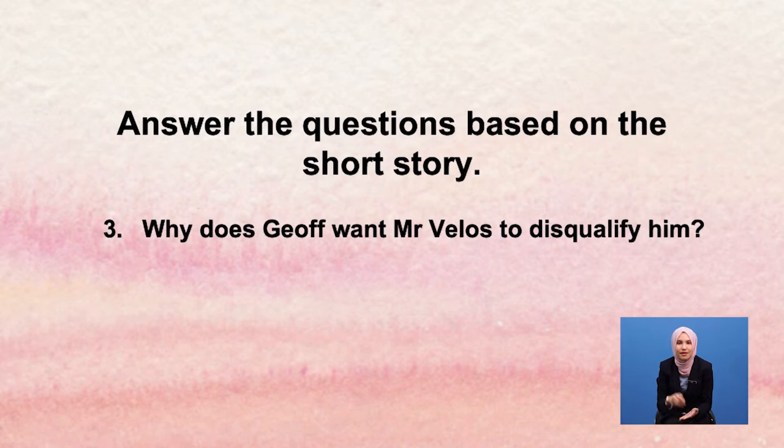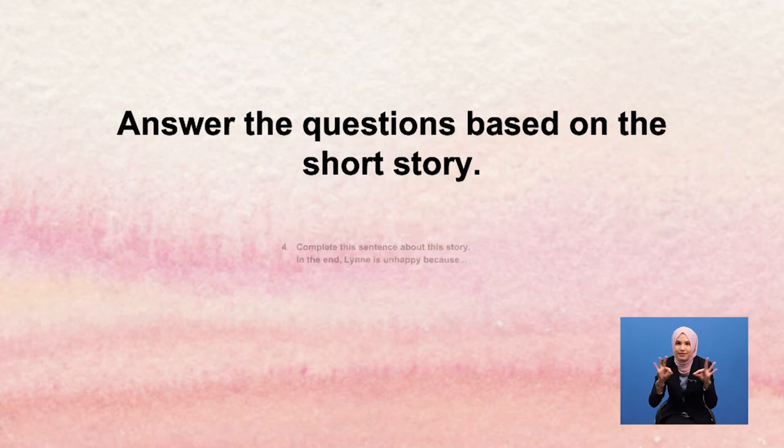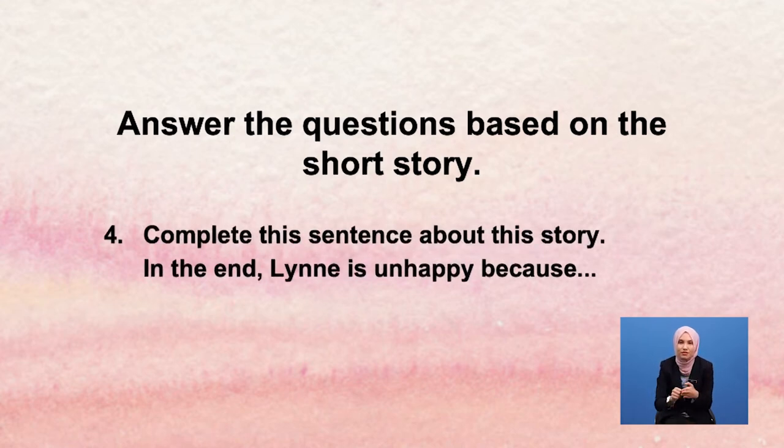This is our final question. Complete this sentence. At the end of the story, Lynn is unhappy because... Well, we know why Lynn is unhappy, right? Come on, I know you can do this. Alright, let's look at the answer. Don't forget to check your answer. The answer is, she does not want to win by default since she thinks that it is not fair for her.